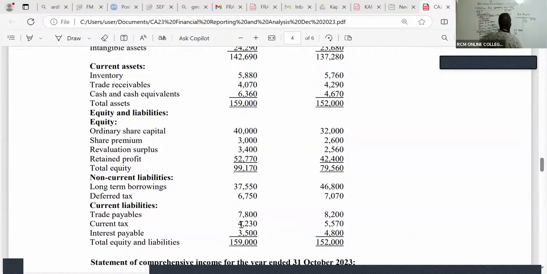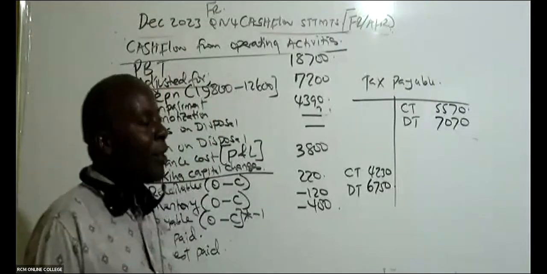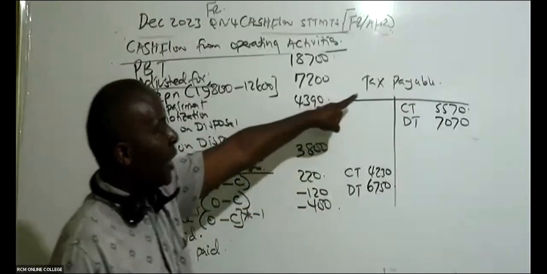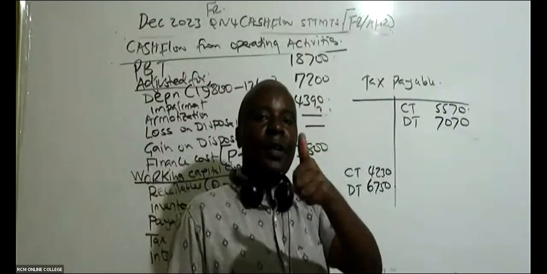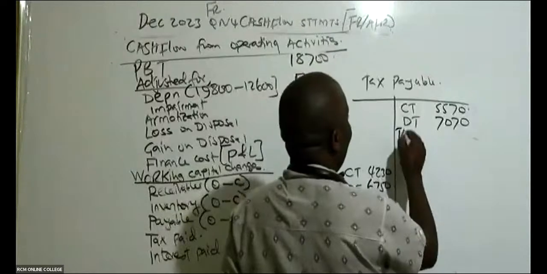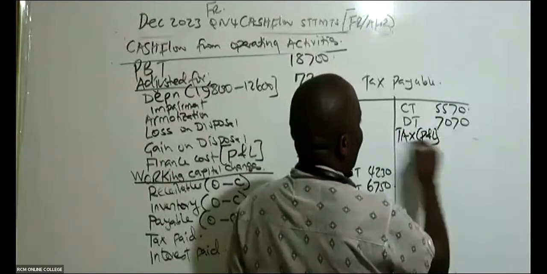Then we have deferred tax 2022, which is 7070. Deferred tax 2023 is 6750. Once you do that, what will follow? Here we have the balance carried down and balance brought down. Remember, this tax payable will increase by the tax that you have in the P&L. That is tax for the year.